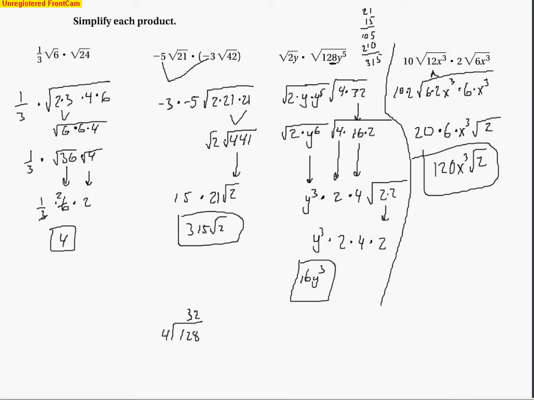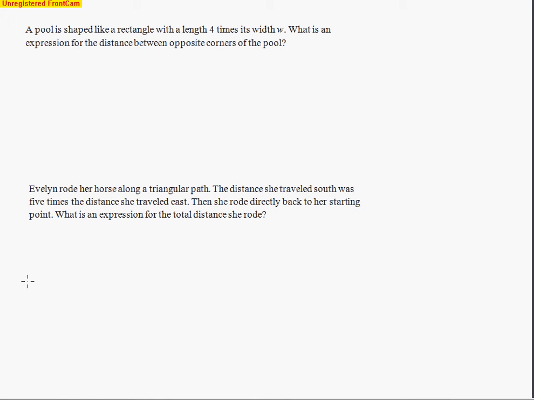Well, let's take a look at the last type of problem that we'll end up seeing. A couple word problems here. And so it says that a pool is shaped like a rectangle with a length of 4 times its width. So let's go ahead and draw the rectangle. It says that the length is 4 times the width. And here's the width, and it says what expression could represent the distance between the opposite corners of the pool. Okay, so this point to this point here, what is that?